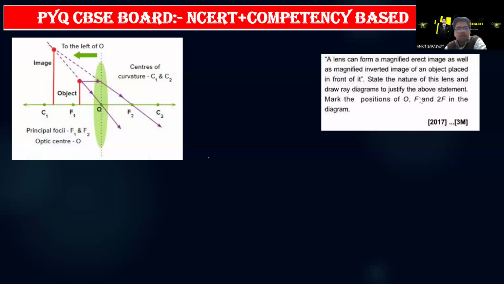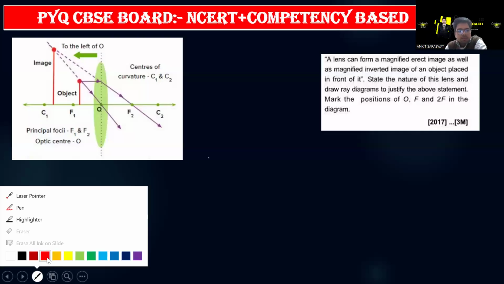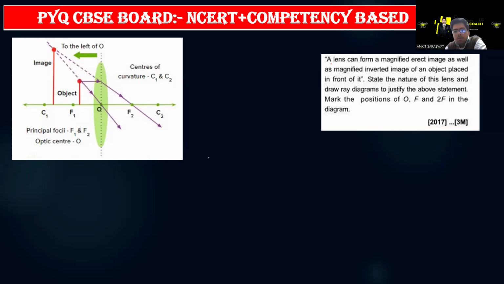So hi everyone, look at this question. A lens can form a magnified erect image as well as a magnified inverted image of an object placed in front of it. State the nature of this lens and draw a ray diagram to justify the above statement. Mark the position of F and 2F in the diagram.